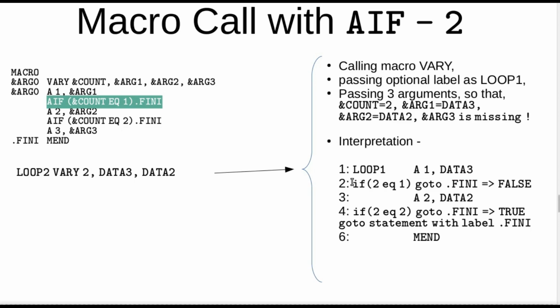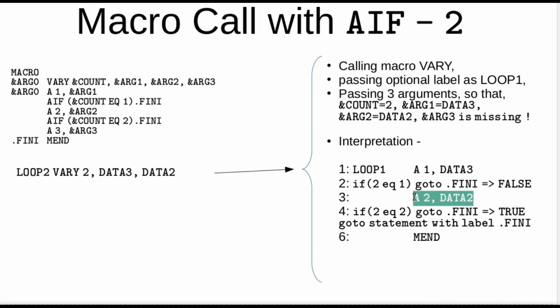So in the second statement we have, if the value of count equals 1, then go to the statement whose label is .fini, right? In this case the value of count is 2. We have passed a value 2 in place of ampersand count, right? So it is false. 2 is not equal to 1, so this part is false. So we will sequentially move on to the next instruction, which is a2 data 2.